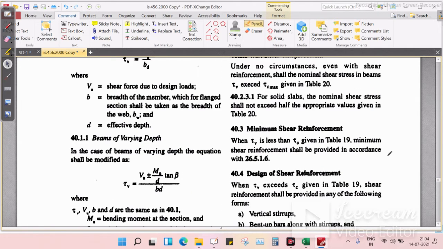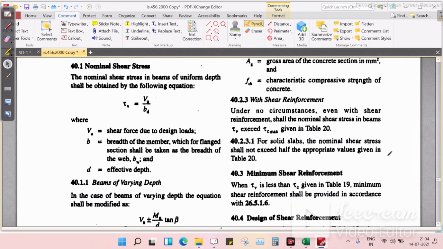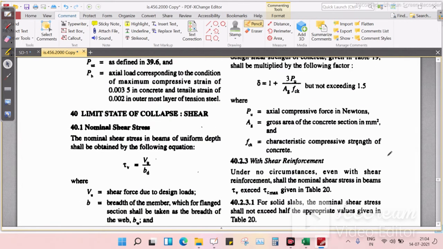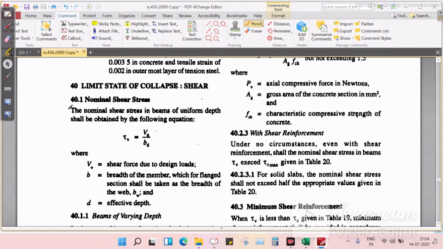Okay, you can see here, this is our formula for nominal shear stress tau v. With shear reinforcement, under no circumstances shall the nominal shear stress in beams tau v exceed tau c max. So tau v should always be less than tau c max. In addition to that, tau c also should always be less than tau c max.